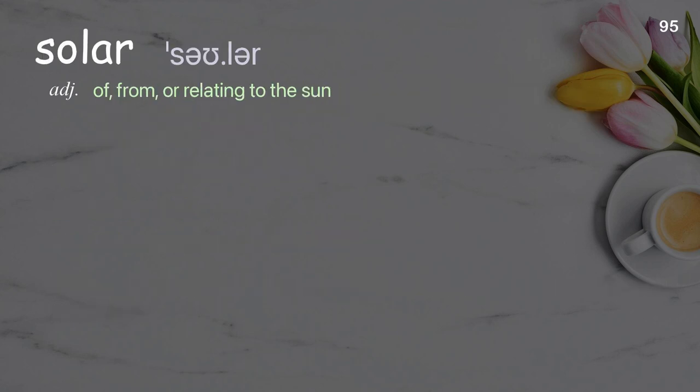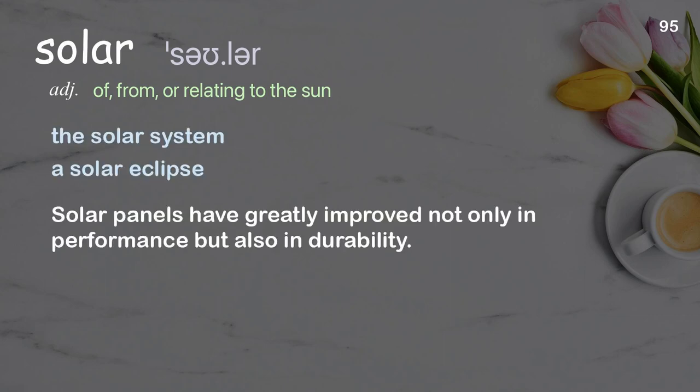Solar. Of, from, or relating to the sun. Examples: the solar system, a solar eclipse. Solar panels have greatly improved not only in performance, but also in durability.